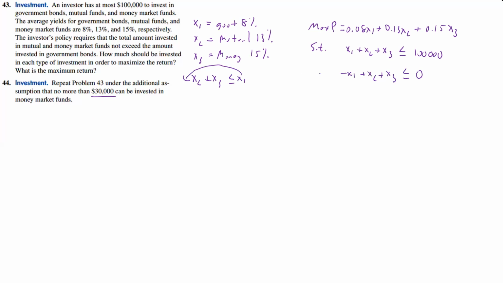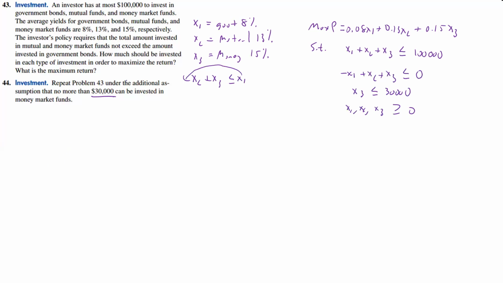Now, one last thing is for this problem, no more than 30,000 can be invested in the money market. So what does that mean? x3 has to be less than or equal to 30,000. And then we have x1, x2, and x3 have to be greater than or equal to 0. All right. Now, let's put all of this into equality format, which we need before we make our tableau. I think we can get this on this page and then we'll make the tableau on the next page.